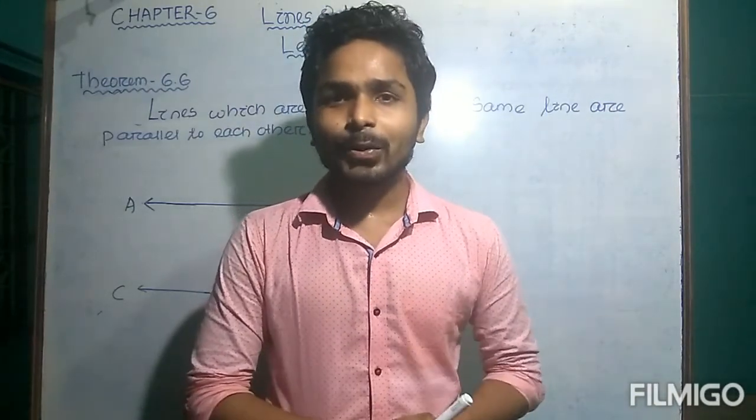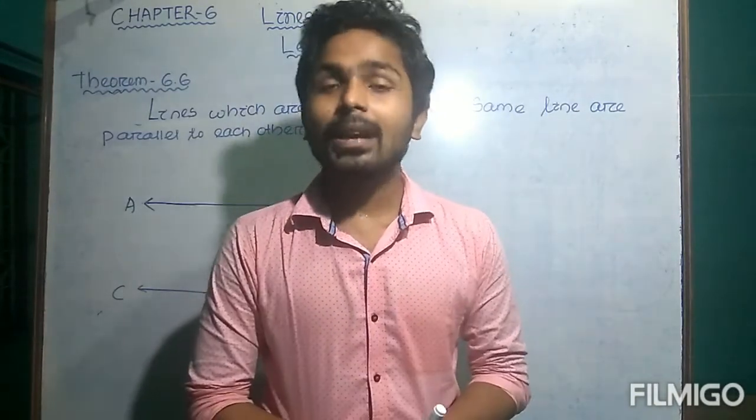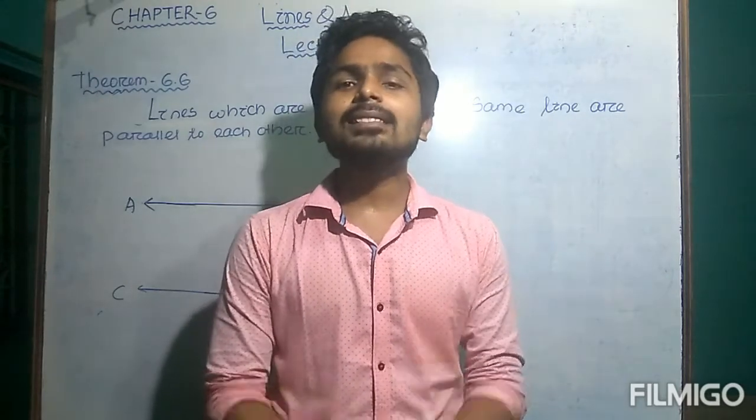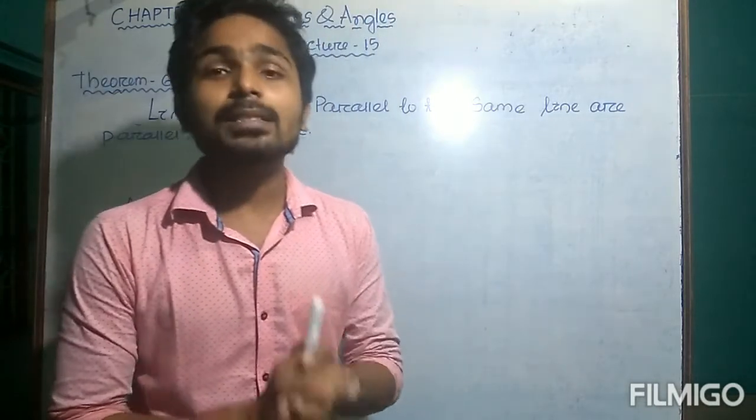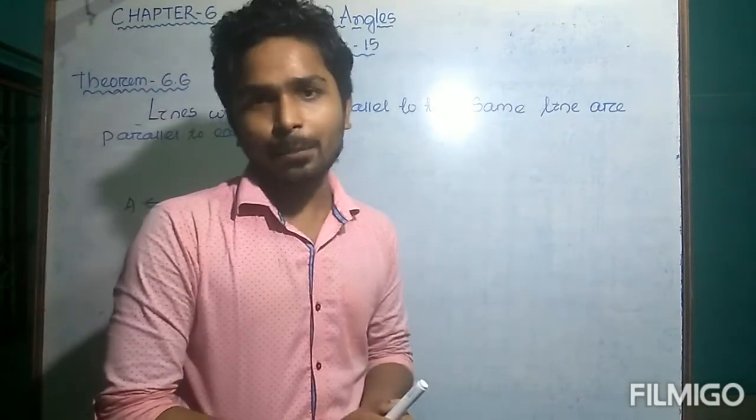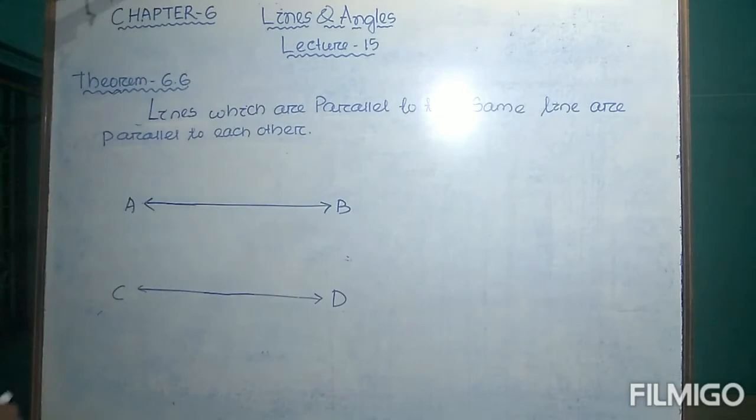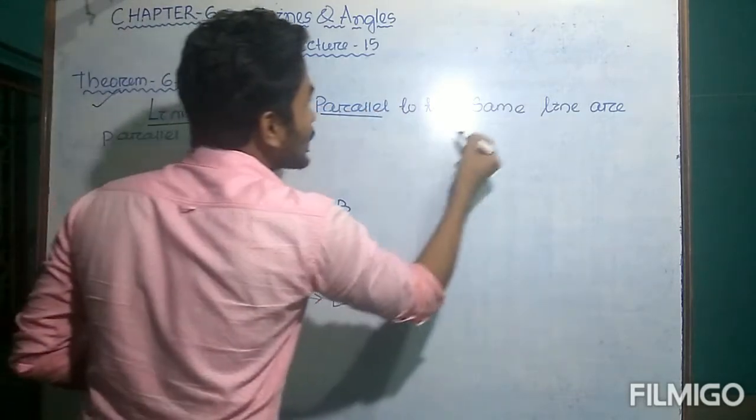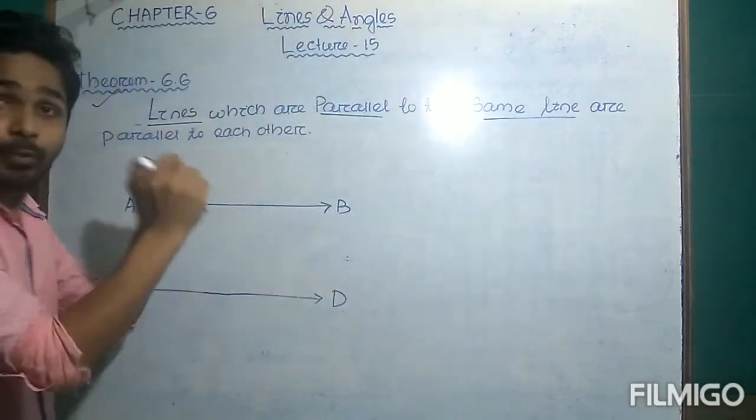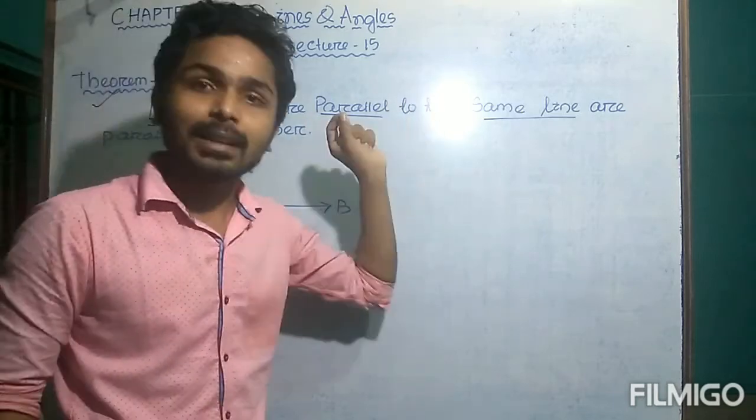In this lecture we are going to discuss a new theorem related to parallel lines, that is theorem number 6.6. So let us first understand the statement of theorem 6.6. According to theorem 6.6, it is given that lines which are parallel to the same line. So we will first understand this statement clearly.